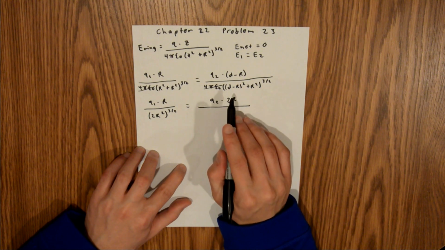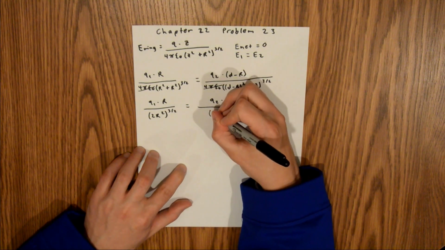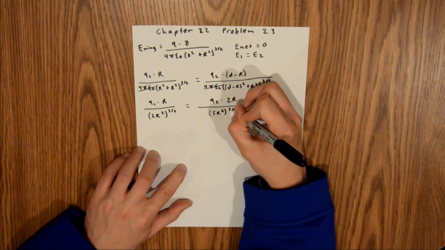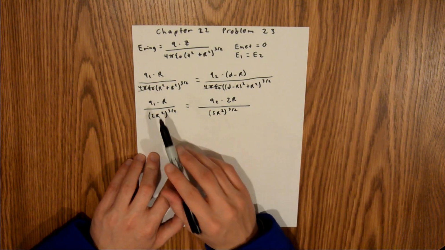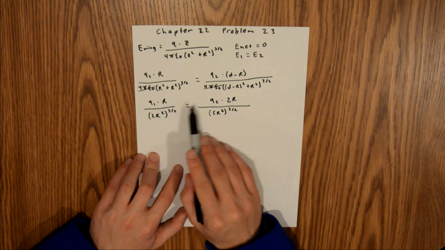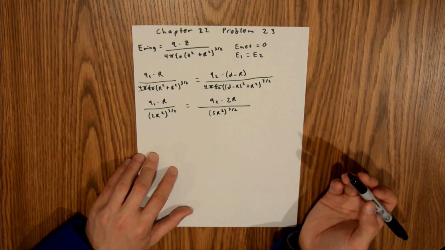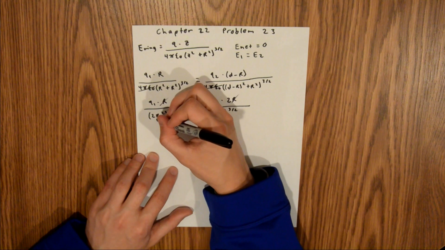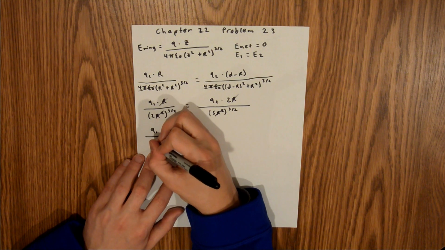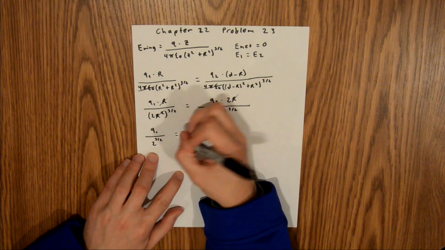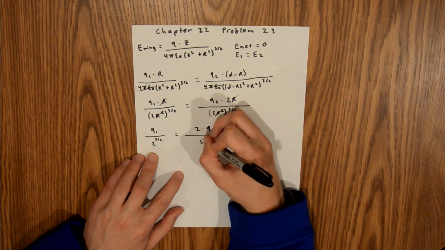2r squared is equal to 4r squared. 4r squared plus r squared is 5r squared. And so here we'll have 5r squared to the 3/2. And now we can do some more cancellations. We have an r in the numerator on both sides, and we also have an r squared to the 3/2 in the denominator on both sides. So we can cancel both those out, and we're left with q1 over 2 to the 3/2 is equal to 2 times q2 divided by 5 to the 3/2.